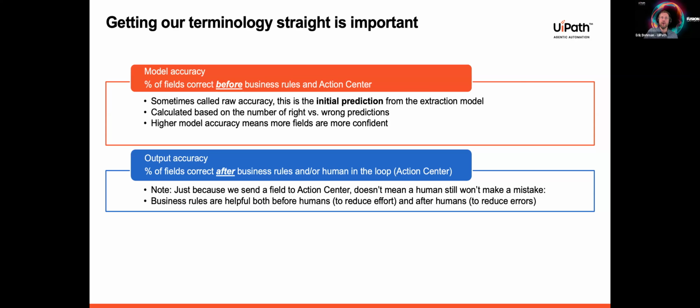The output accuracy, though, is after the business rules and human in the loop and action center. And remember, we don't always send fields because they're wrong to action center. It could be something that's just low confidence and needs to be confirmed. Or there could be a business rule that needs to be confirmed. And also remember, humans are not infallible, which means business rules make sense both before and after human interaction, just to make sure that nobody fell on the keyboard and put in the wrong things.